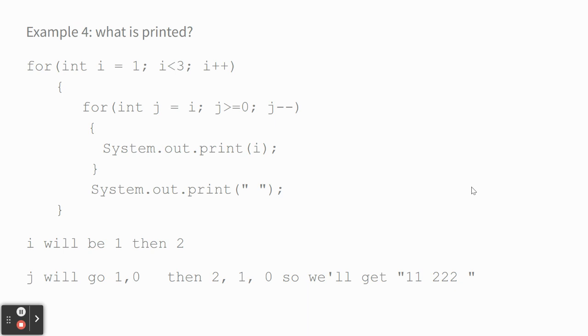Yep. So I will be 1 and then 2. So when I is 1, j will be 1 and 0. And then when I is 2, j will be 2, 1, 0. But remember, we're printing I, not j. So what this basically means is the inner loop repeats twice when I is 1, printing I, 1, 1. And it repeats 3 times when I is 2. So we get 2, 2, 2, and the space at the end. Nice touch.